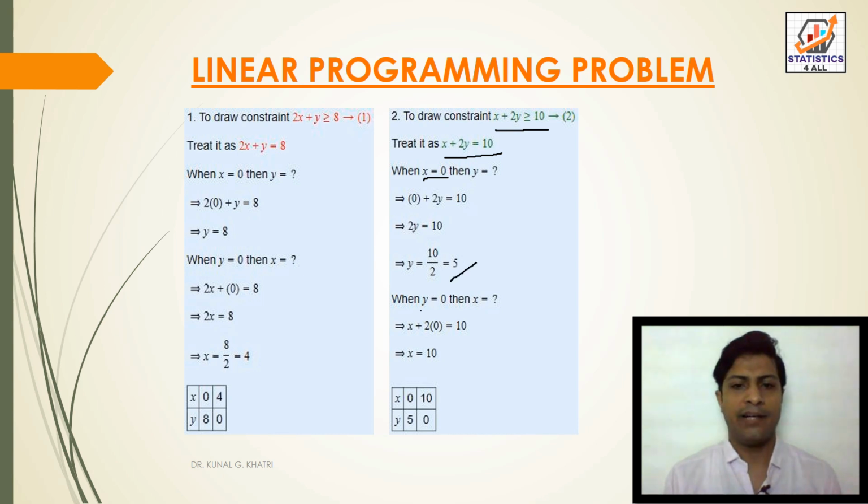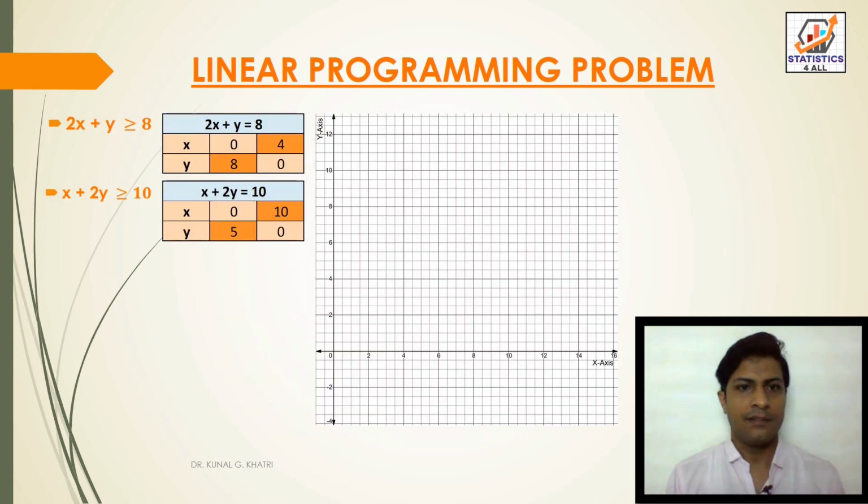And when putting y equal to 0 in the above equation, x plus 2 into 0 is equal to 10, so x is equal to 10. So by putting x equal to 0, we have y equal to 5, and by putting y equal to 0, we have x equal to 10. Now here we can see the summary of 2x plus y equal to 8: by putting x equal to 0, y is 8, and by putting y equal to 0, we get 4.